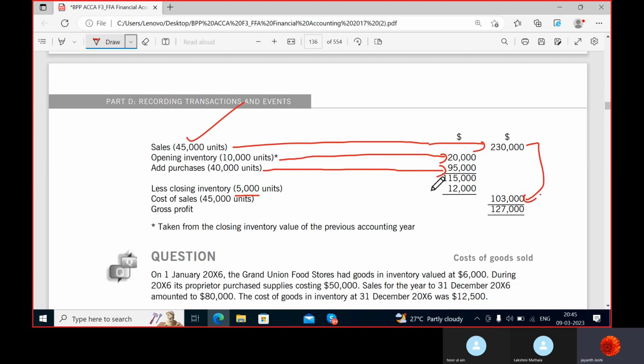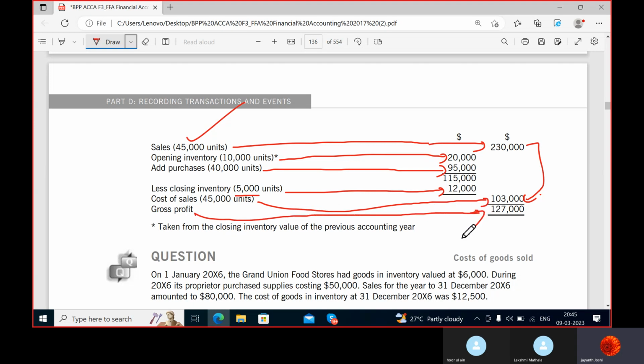So 5,000 units costing 12,000 will be subtracted from 115. So cost of 45,000 units is 103,000, and the difference comes to 127,000, which is the gross profit for 45,000 units. Okay, so have a look through this. We'll move forward immediately.